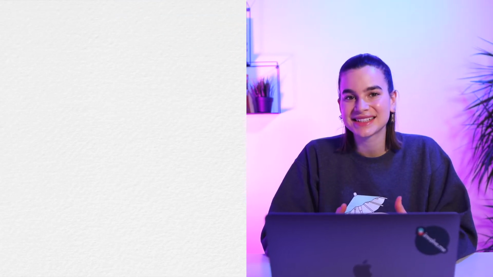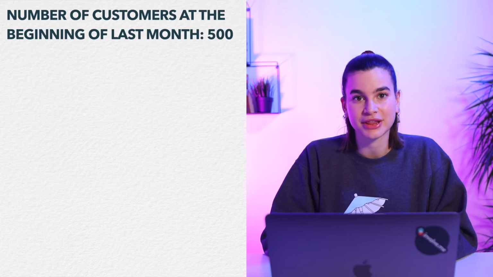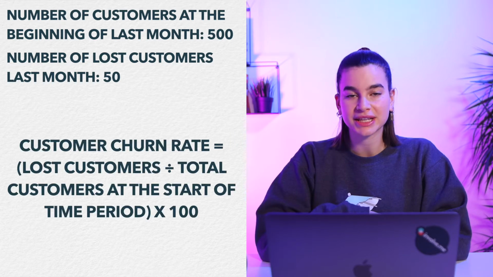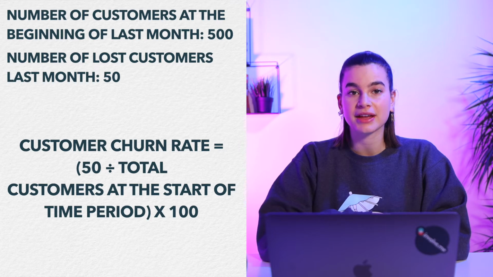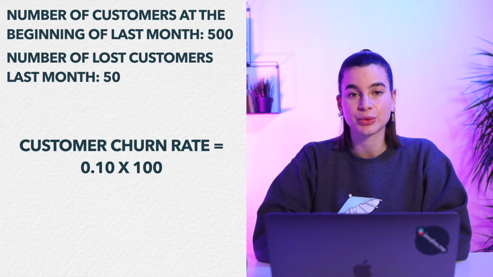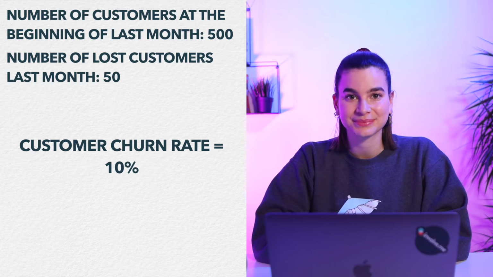For those that aren't great at math and this was a little bit too overwhelming, let me assure you we're almost done with the math bit. Let's look at an example. Let's say your software company has 500 customers at the beginning of last month. However, you also lost 50 customers within that month. This would mean that your monthly churn rate would be the 50 churned customers divided by the 500 former customers, and 50 divided by 500 is 0.1. Now you're going to have to multiply that value by 100, and your churn rate is 10%.